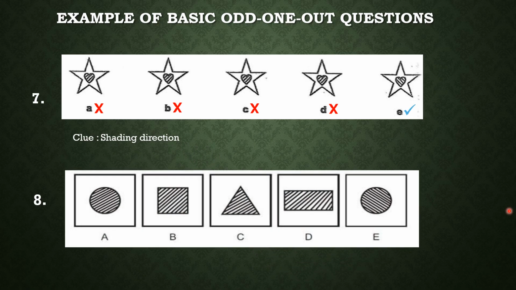Now let's have a look at a similar example. Here in this example, we do see all outer shapes are square and inner shapes are different. So that cannot be the clue. But now if we see, the shading is from left to right in an upward direction. Here also the same, left to right in an upward direction. Here also in option C it's the same. In option D also it's left to right in an upward direction. But in option E the shading is in the opposite direction. So option E should be the odd one out here.